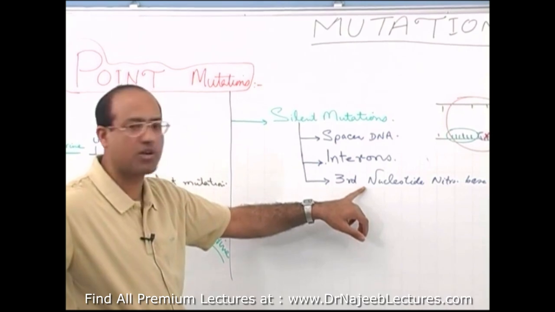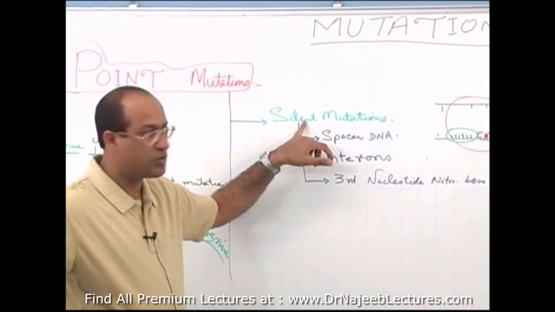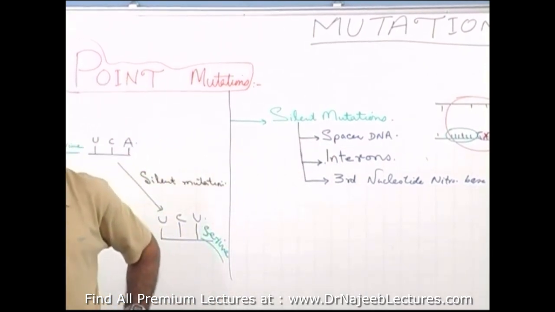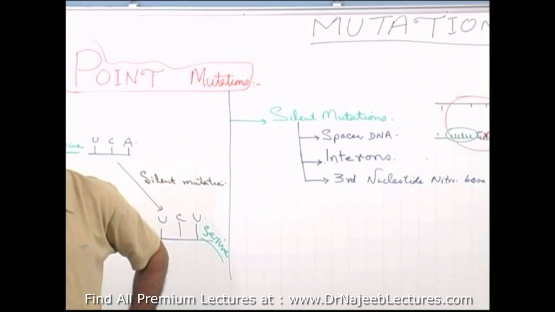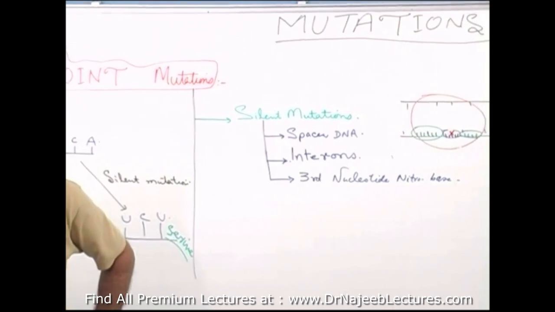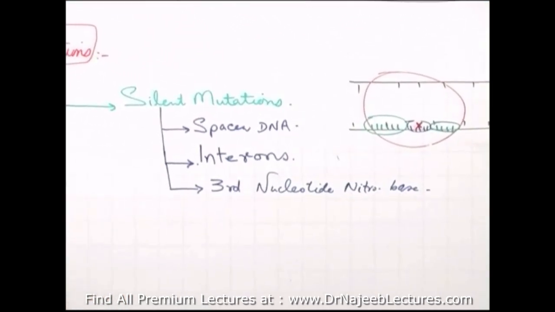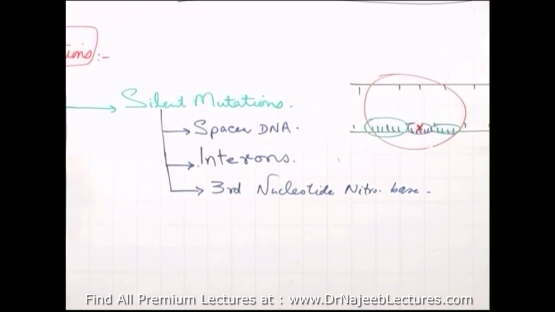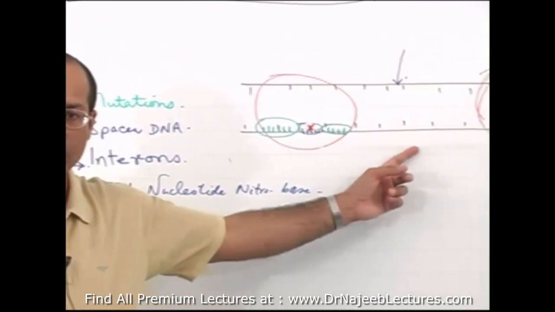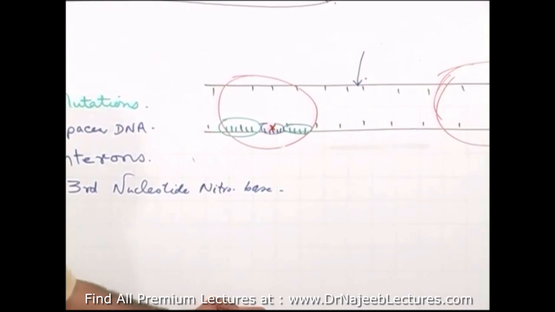So again, this is an example of silent mutation. Now we can say, let's repeat, what is silent mutation? Silent mutation is a point mutation in which one nucleotide has been altered in the DNA sequence, but there has been no effect on the protein synthesis. A simpler example is when the mutation is in spacer DNA, right? So naturally the transcripts which are produced are normal.